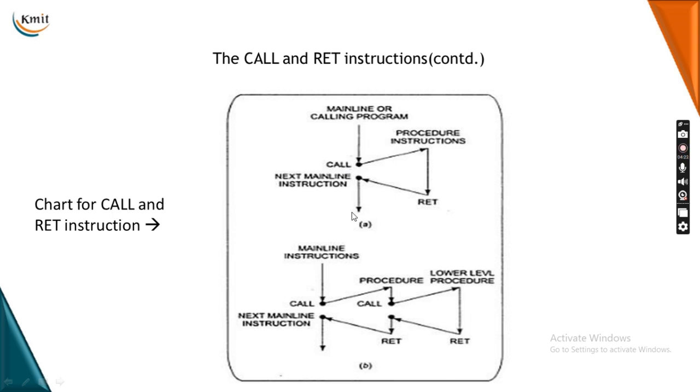If you have multiple calls, in the same fashion it will stop after getting the call instruction to the procedure, and while that procedure is executing, if we give a call to another procedure, then it goes to that, completes the lower level procedure, comes back, completes the first procedure, and again comes back to the main line or original program instructions. This is how the chart works for call and ret instructions.